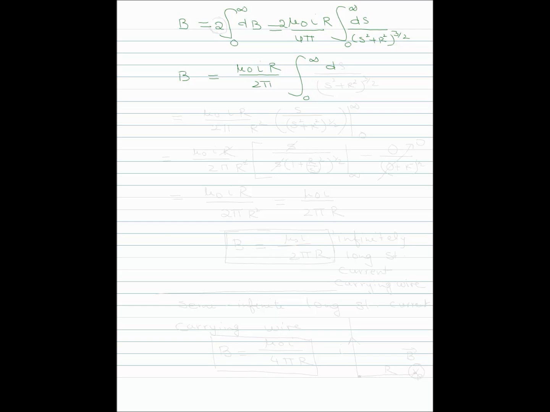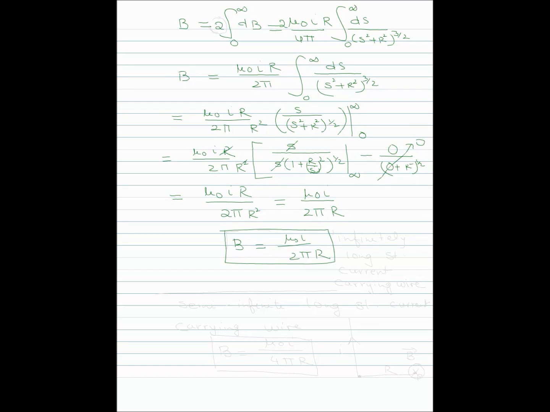Later, we will derive the same exact result for the magnitude of magnetic field due to an infinitely long straight current carrying wire using Ampere's law, which is in the same spirit as Gauss's law for electricity, which helps you figure out the magnetic field due to symmetric current distributions easily. And you will see that we'll get the same exact answer for an infinitely long straight current carrying wire.